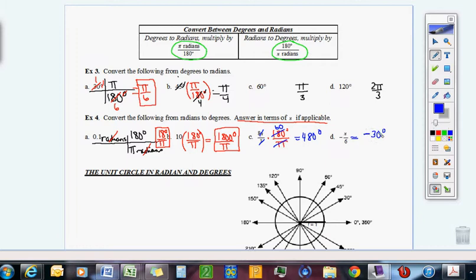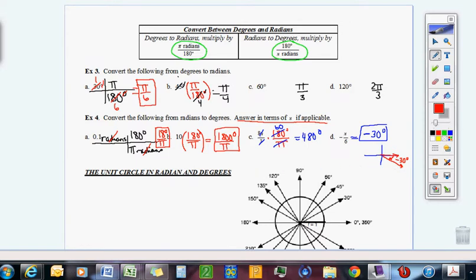Negative 30 degrees. Think about what that looks like now. From our first learning target, you know that a negative 30 degree rotation has an initial right here and rotates backwards into quadrant 4. So this would be a negative 30 degree angle, which is a negative pi over 6.